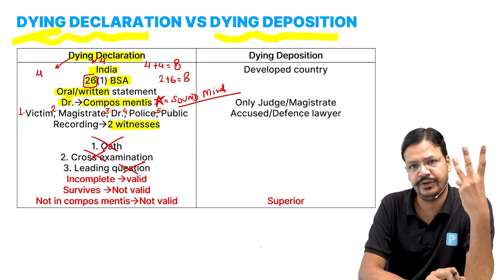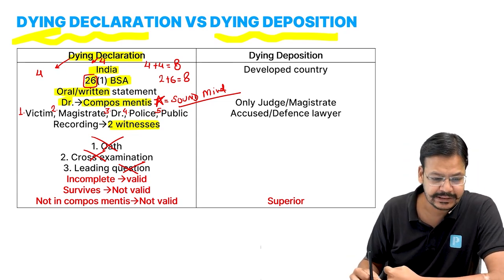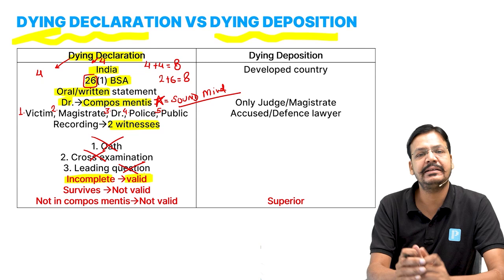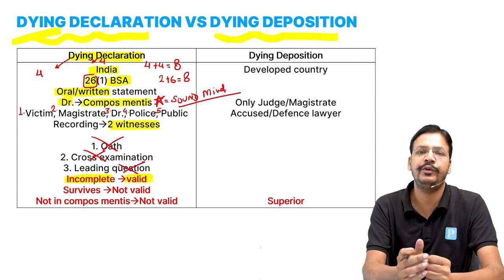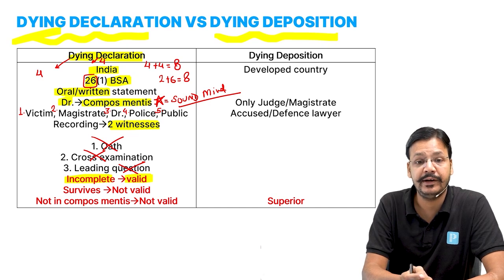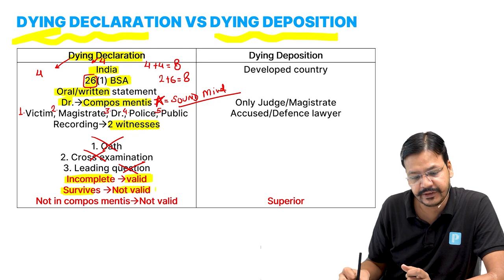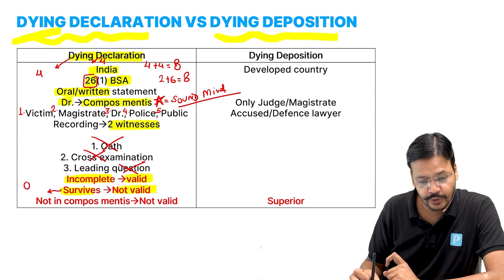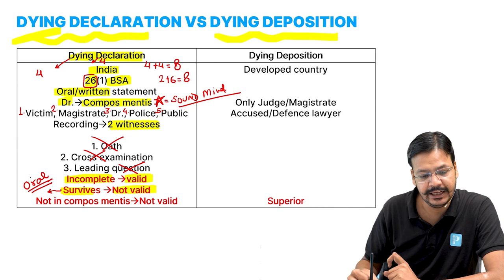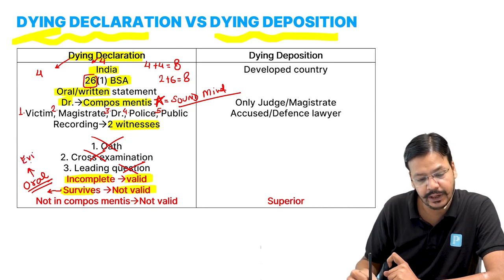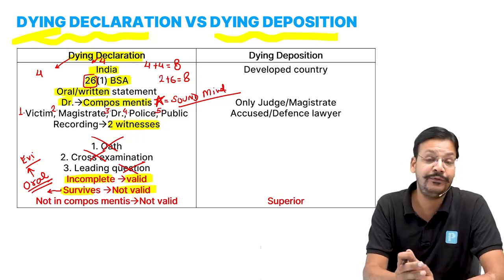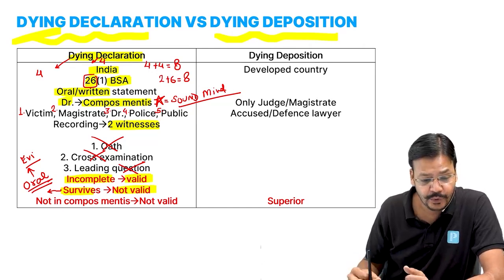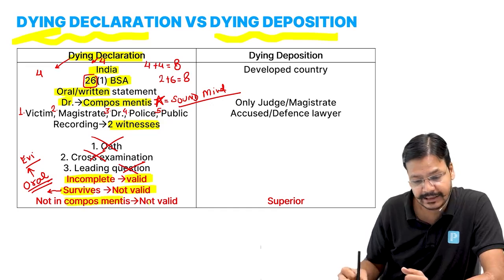Now, sir, three important situations. Number one, if your statement is incomplete, still it would be valid. If you suddenly died after telling an incomplete statement, it would be valid. So an incomplete statement is also valid. Second, if you survive after the dying declaration, it is invalid, because if you survive, my dear friend, that means you have to give oral testimony in the court, oral evidence. So if you die, then it's valid. If you survive, it's invalid. And if you are not in compos mentis, it is also invalid.